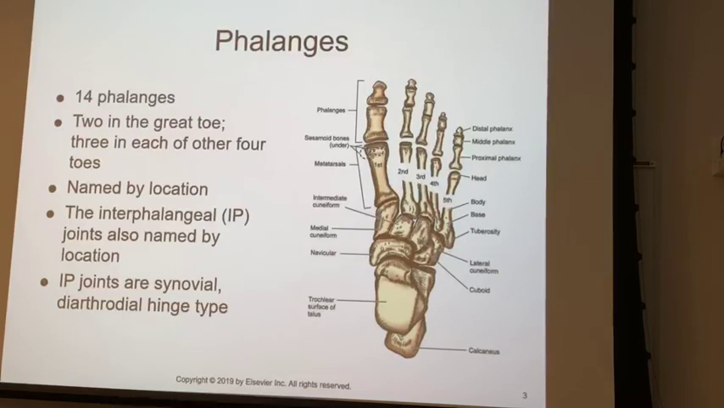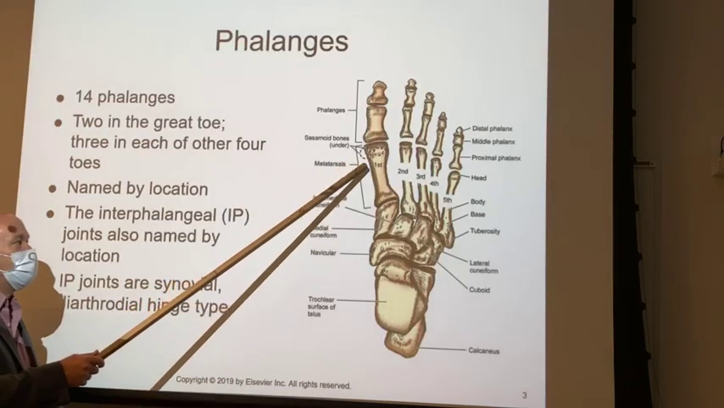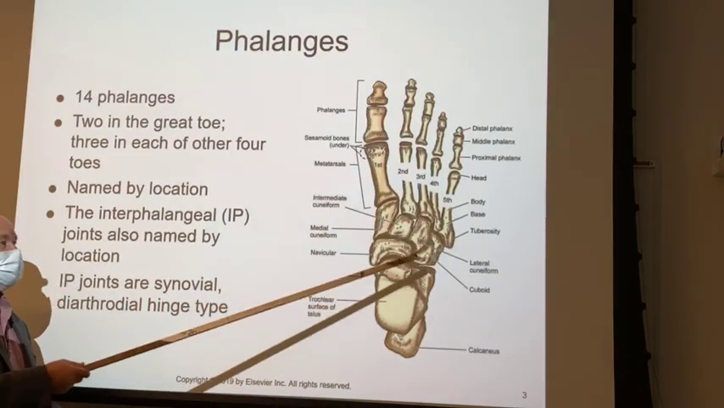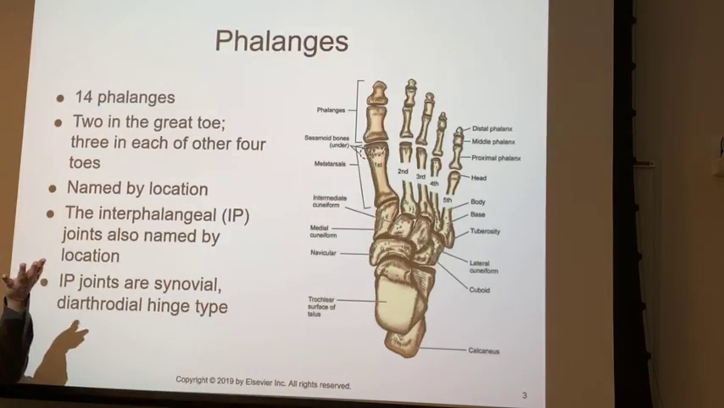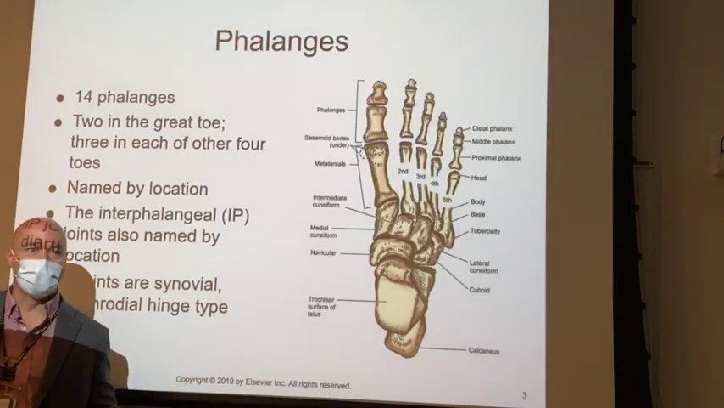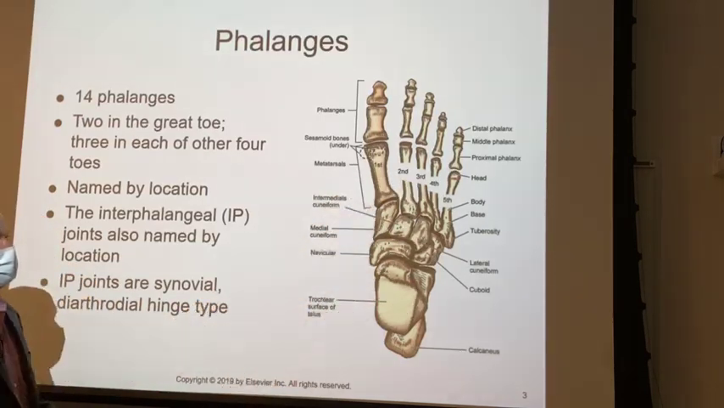So you got 14 phalanges. You got 2 in the great toe, the big toe, and then 3 in the rest of them. And they're named by location, just like the phalanges in the hand. Interphalangeal joints are also named by location, just as they were in the hand. The significant difference is here we're going to go from medial to lateral in our numbering. So remember, in the hands we want 1, 2, 3, 4, 5 from lateral to medial. In the toes we're going to go from medial to lateral, 1 through 5.